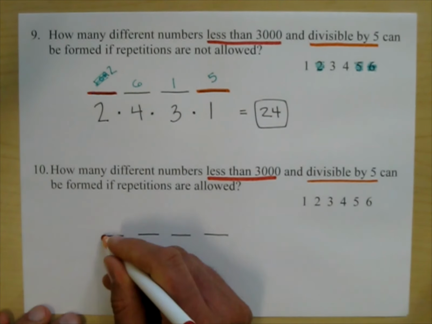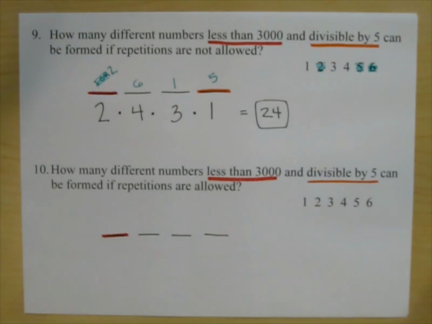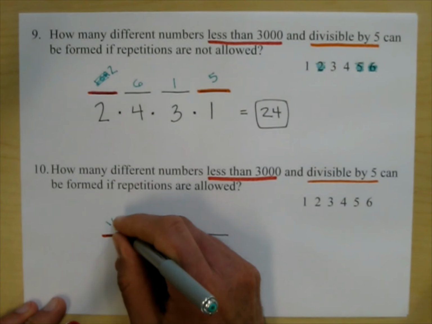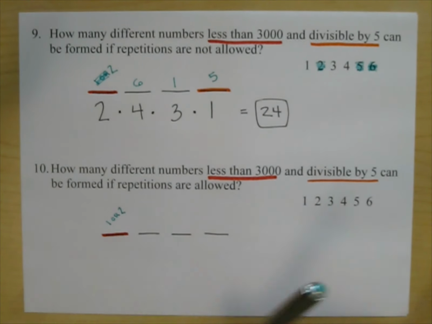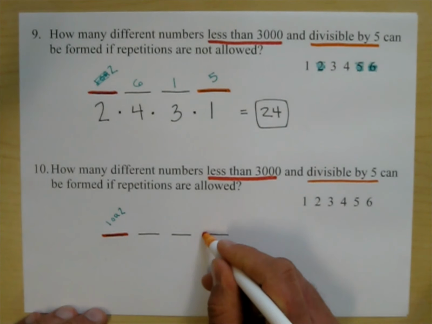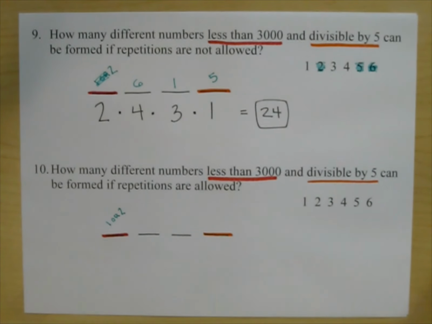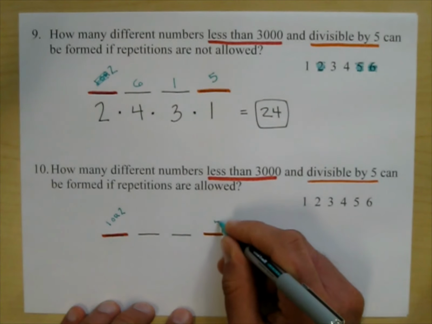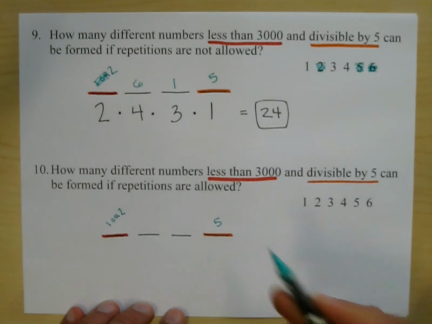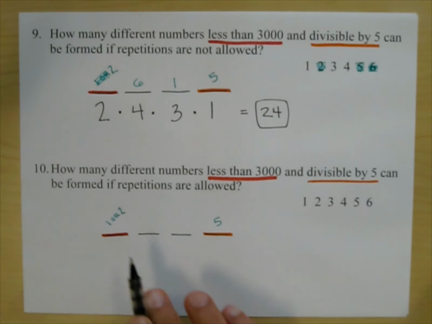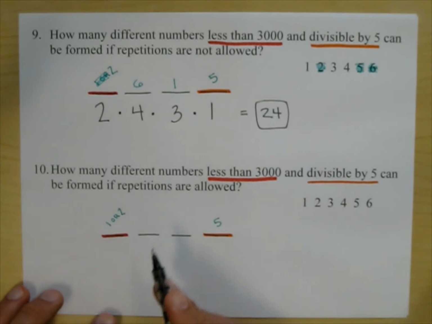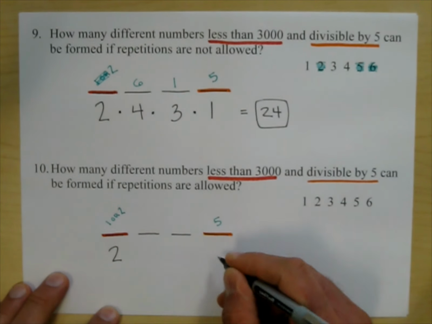Restriction on the first that says it is less than 3,000, so we have a 1 or a 2 here. And then this one is divisible by 5, which means you must have a 5 here. And 0 is not an option, so we don't have that. Repetitions are allowed, so we have 2 choices here, 1 choice there.